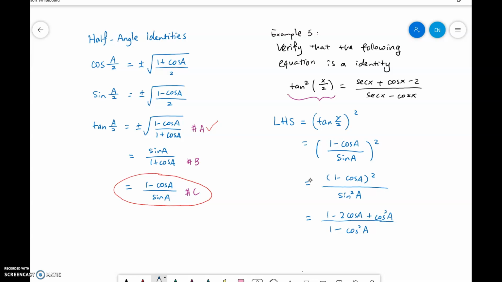Looking at the structure of what I have versus the right-hand side, I have a very similar structure. I have 2 terms on the denominator, 3 terms on the numerator, one is a plus, one is a minus, and I also have a 2. Everything is in terms of cosine. The only difference is there's secant, which is 1 over cosine, on the right-hand side. So to have the secant, which is 1 over cosine, I decided to divide by cosine.